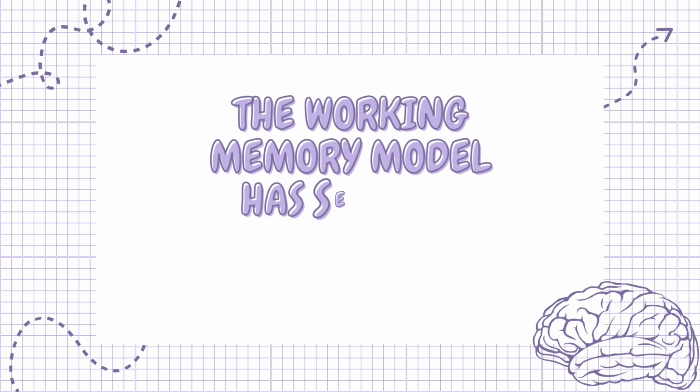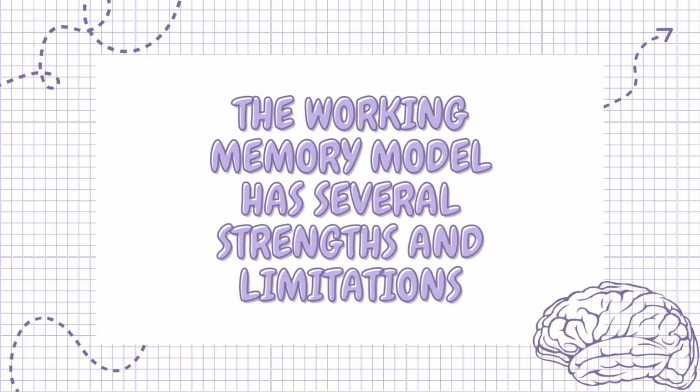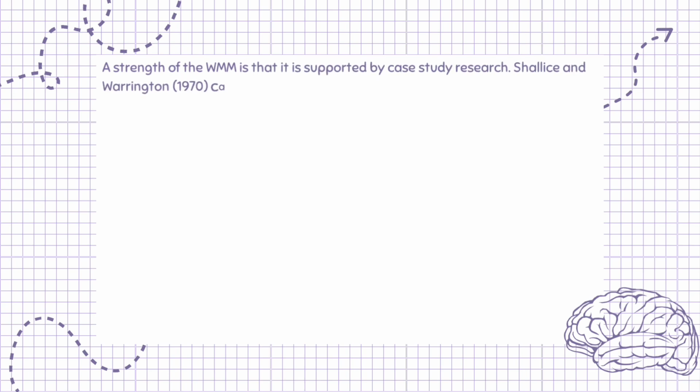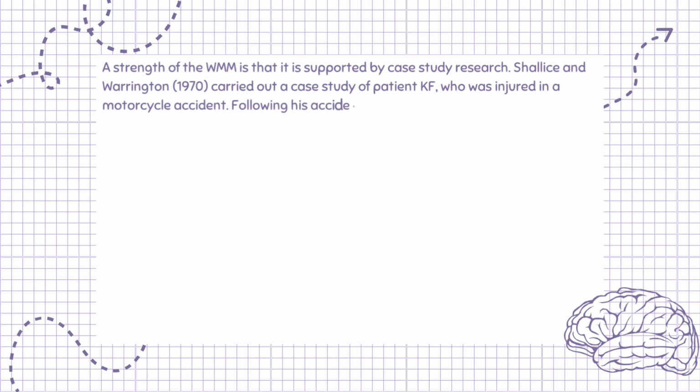The working memory model has several strengths and limitations. A strength of the working memory model is that it is supported by case study research. Challis and Warrington, 1970, carried out a case study of patient KF, who was injured in a motorcycle accident. Following his accident, KF could recall stored information from his long-term memory.